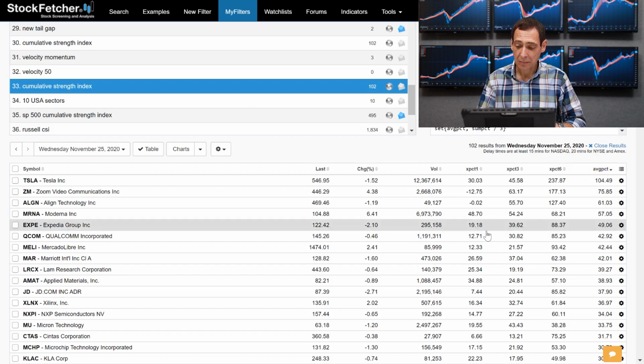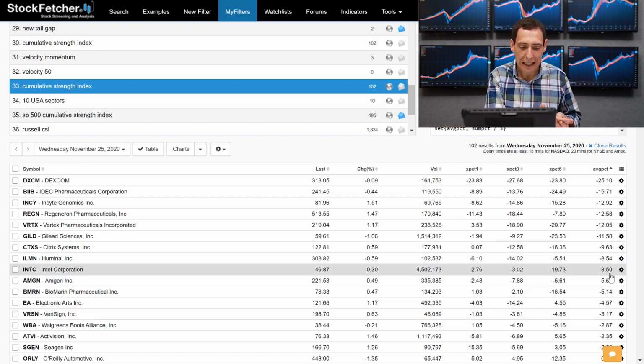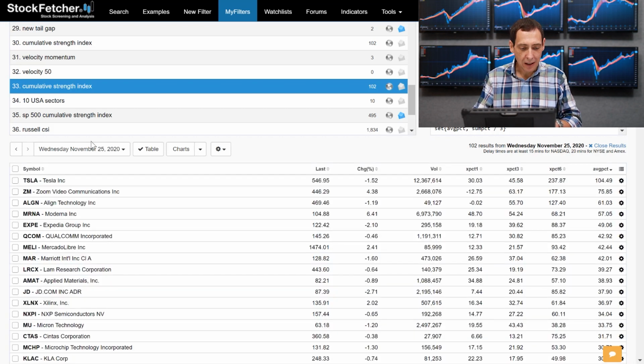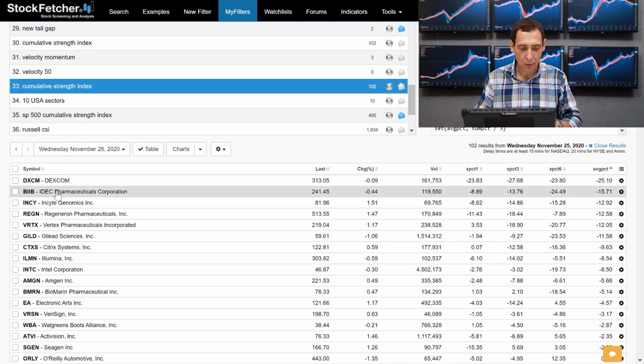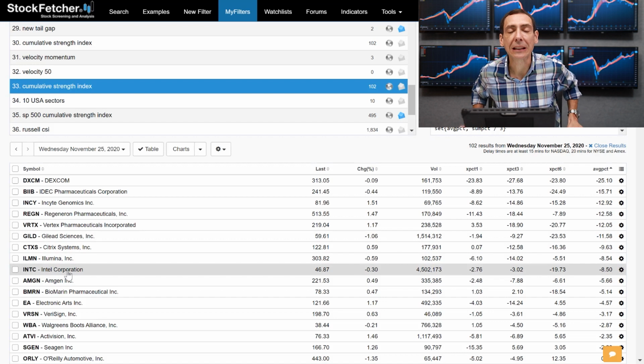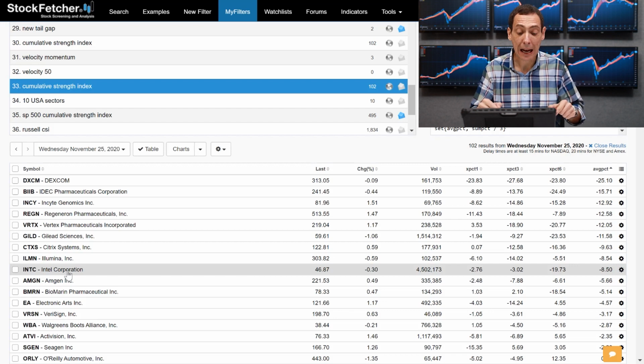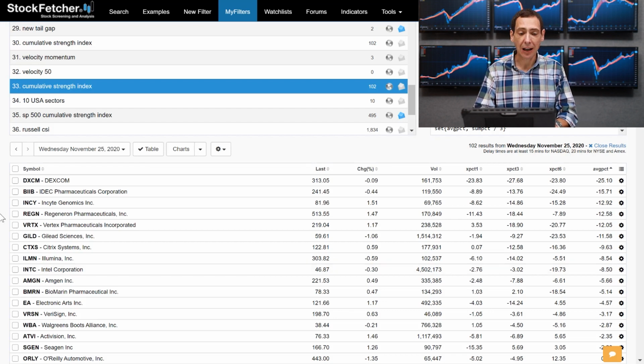On a single basis, 12.71 for Qualcomm, and look at that, Intel is down 2.76 and down 8.5. There's no question that one is really leading. Qualcomm is the 6th strongest, and Intel is the 9th weakest. So there's clearly a negative correlation between Intel and Qualcomm right now. So we found that.